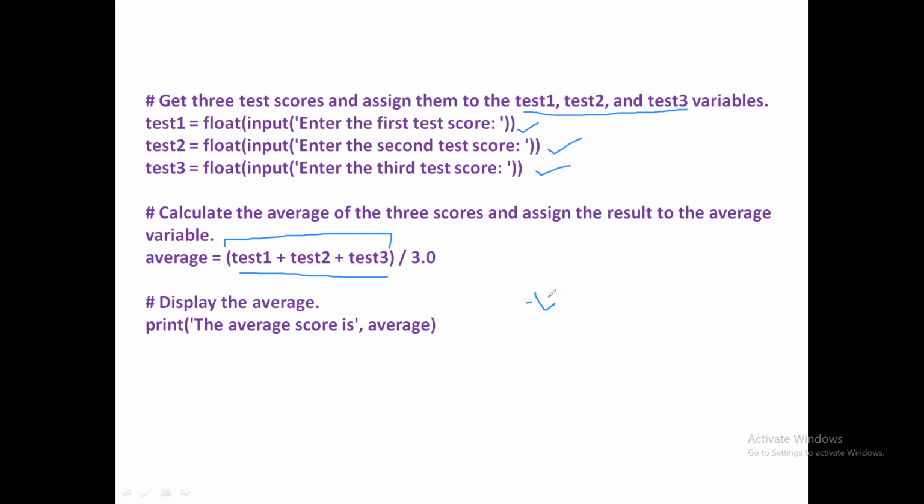If you write something like this, test 1 plus test 2 plus test 3 by 3, average is equal to test 1 plus test 2 plus test 3 by 3. What will happen if you write something like this?